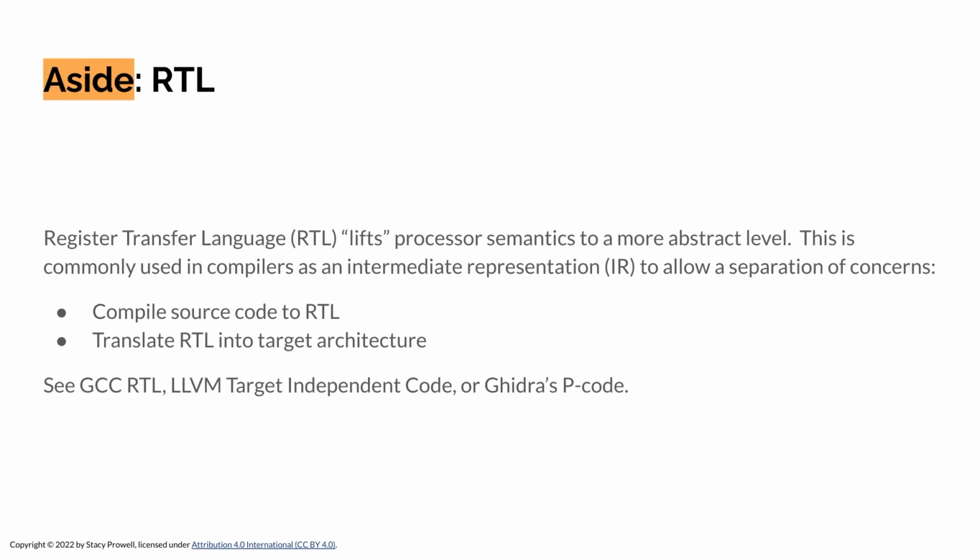And there's many different ones, right? There's GCC's RTL, LLVM has target independent code, Ghidra has its P code that it uses for analysis. Those are all intermediate representations, IRs, and they are all RTLs, register transfer languages.